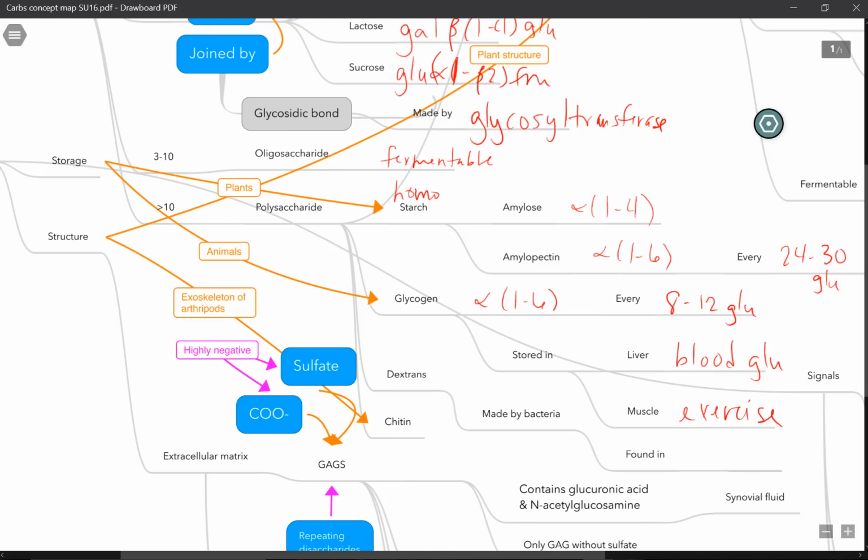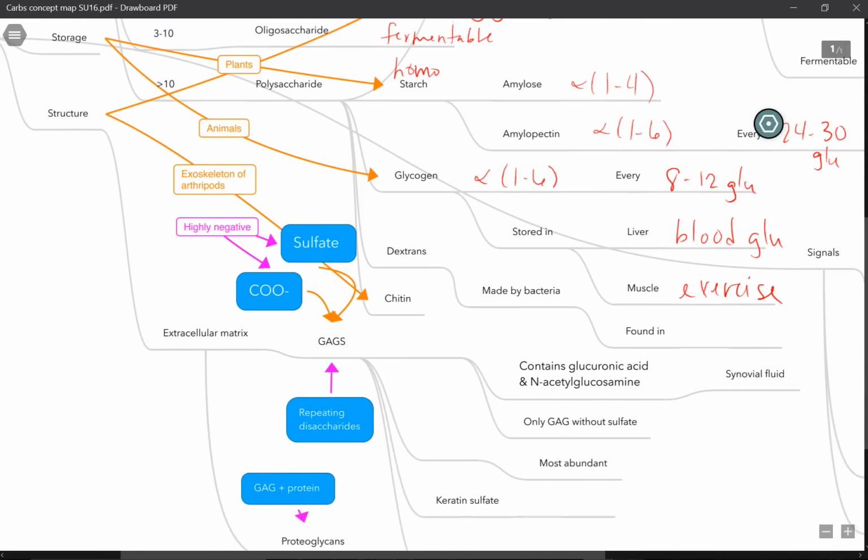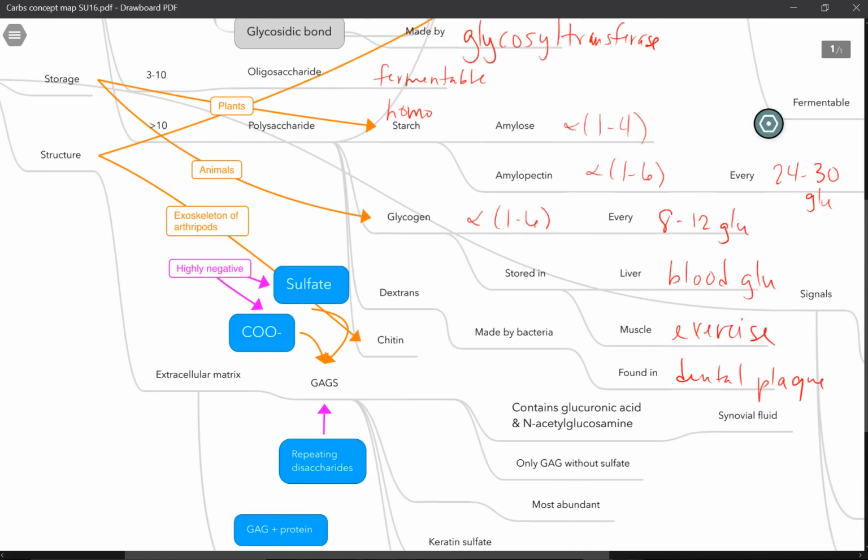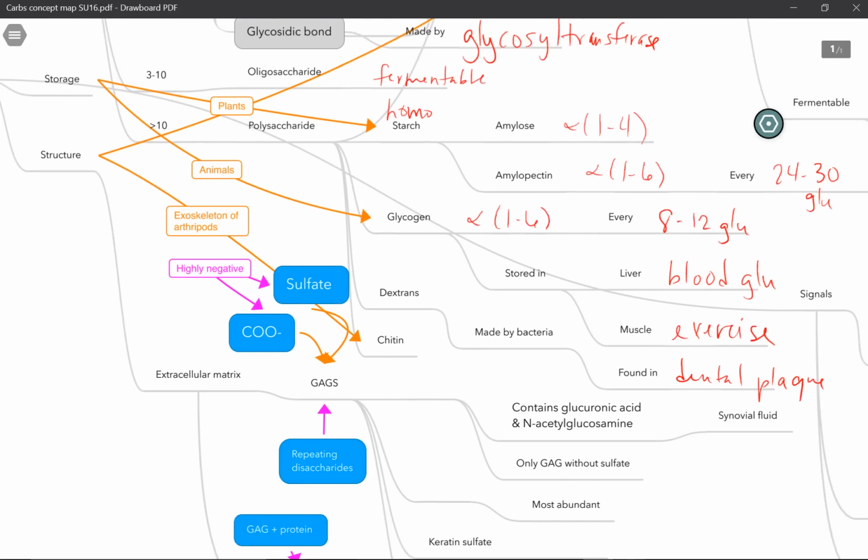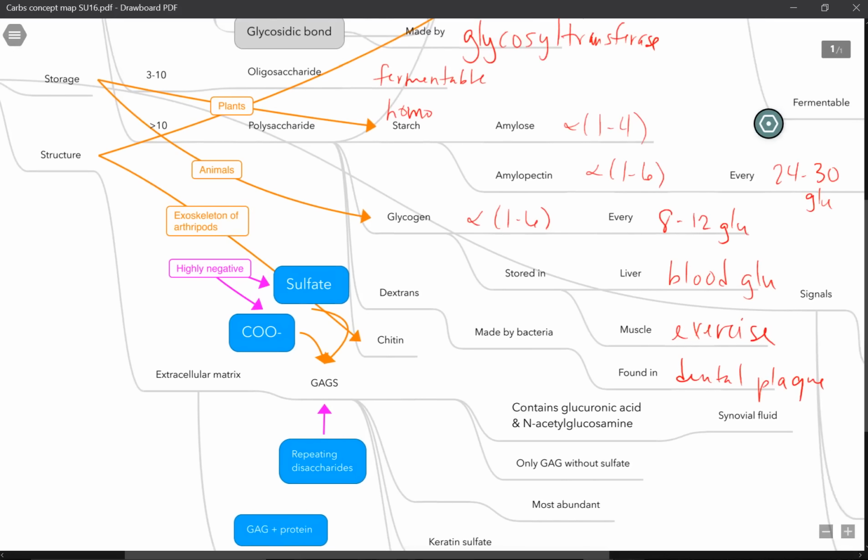Other polysaccharides, we had dextrans, which are made by bacteria. It's usually found in the mouth. And those dextrans are highly concentrated in dental plaque. They make it really sticky, very adhesive. And then chitin was a structural component of the exoskeleton of arthropods. So there wasn't anything super exciting to note about chitin other than it is highly sulfated.